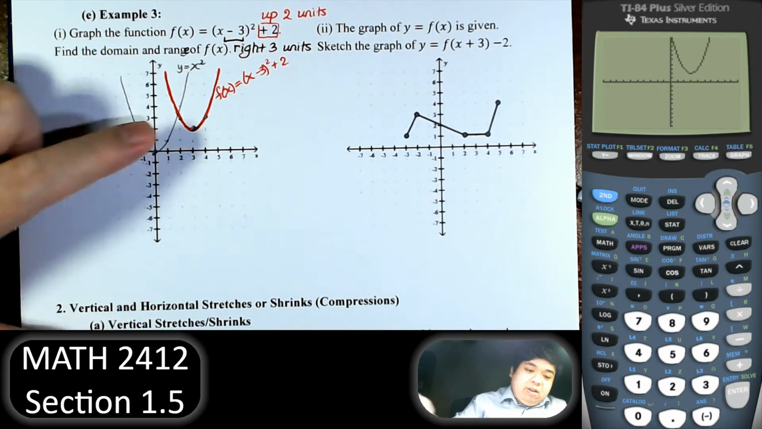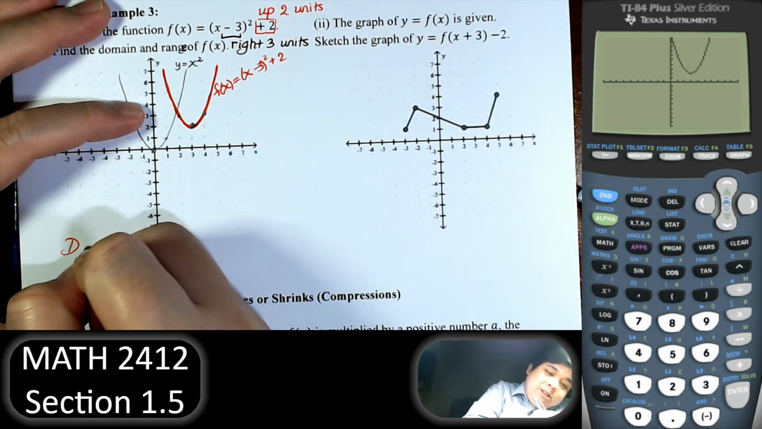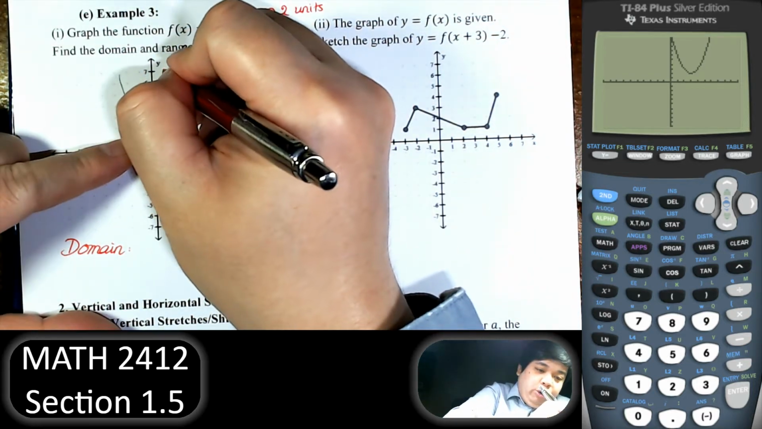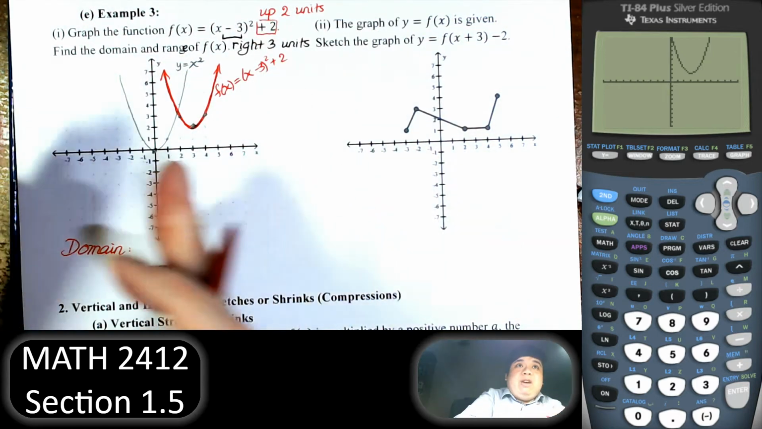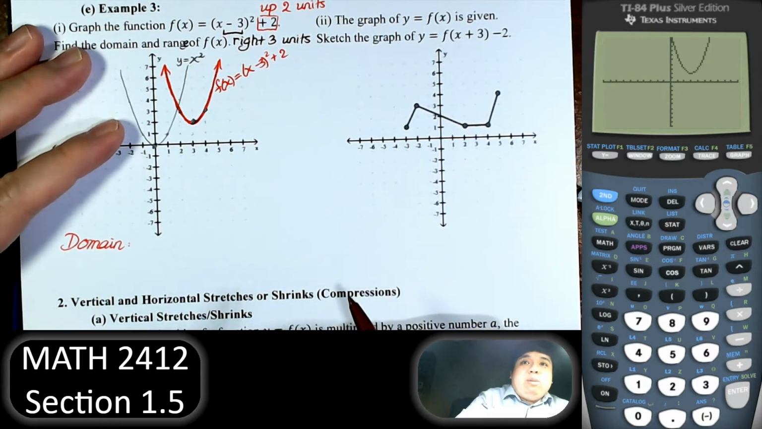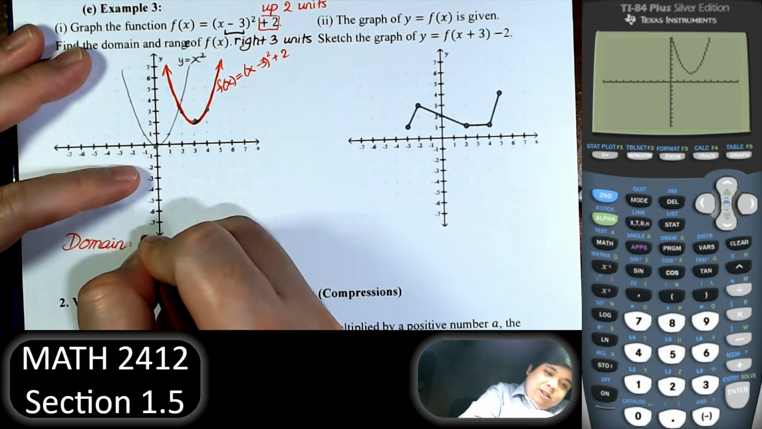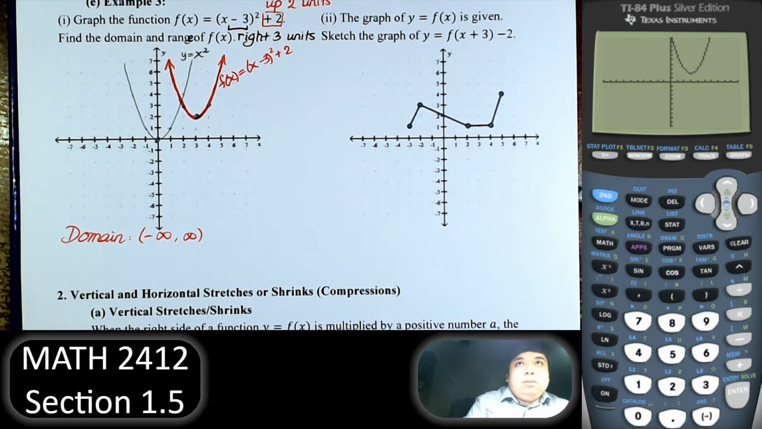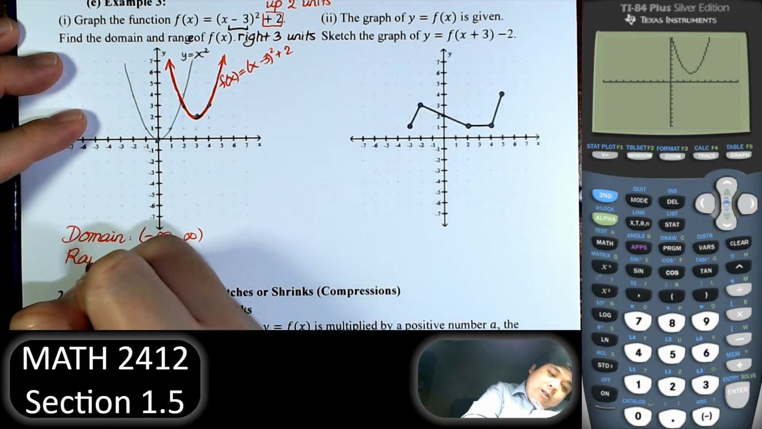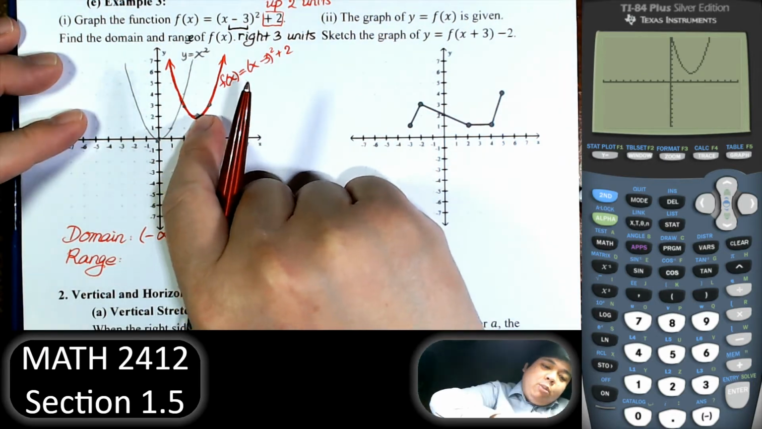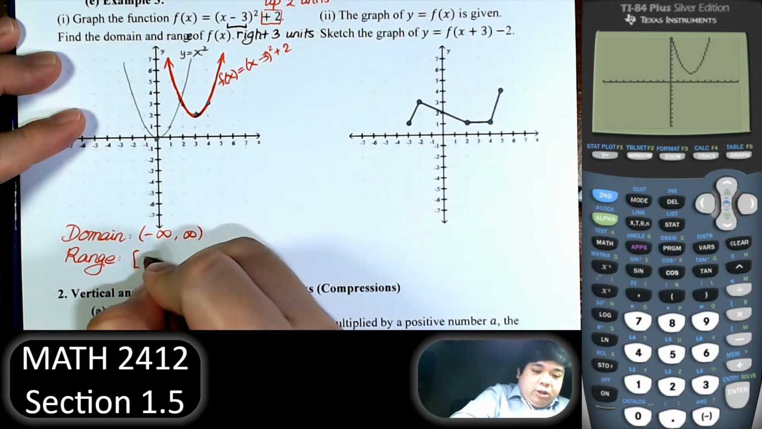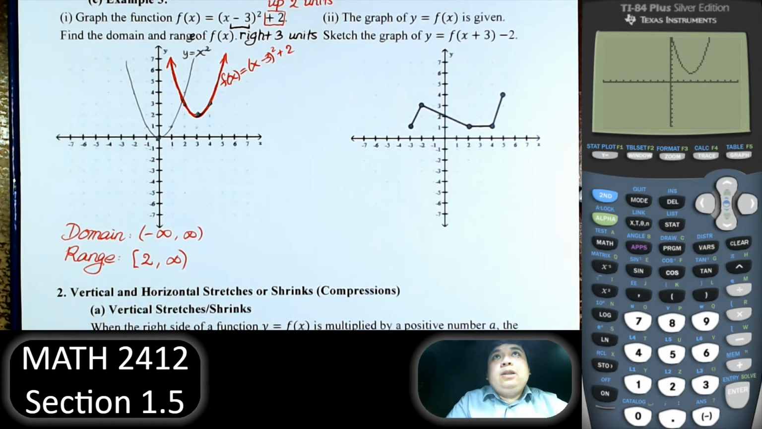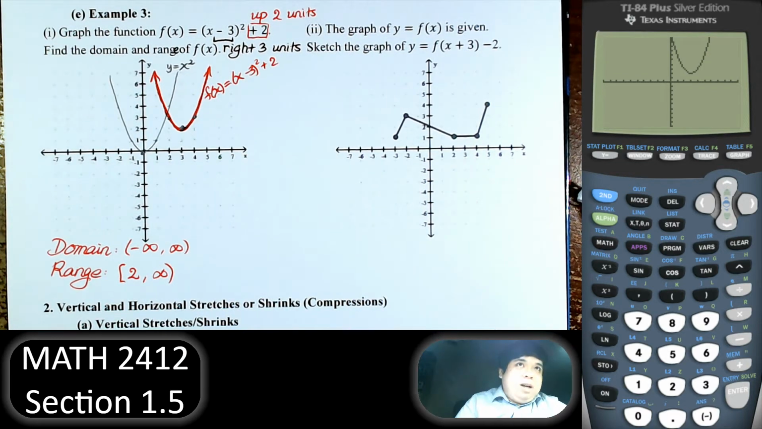So based on the graph of this, the domain will be all real numbers because the x value will extend the whole number line. So all real numbers. We're going to write negative infinity to infinity. Range: the range only goes from that point and up, so moving from 2, including the 2, to infinity. Right, so that's simple enough.